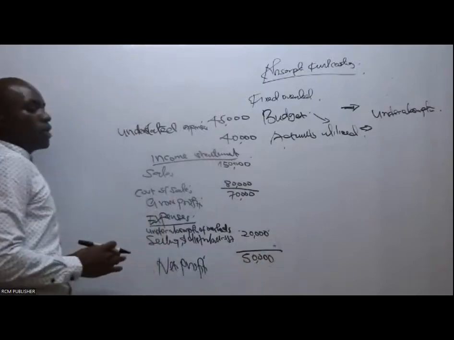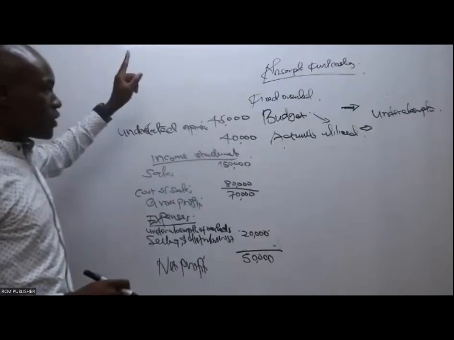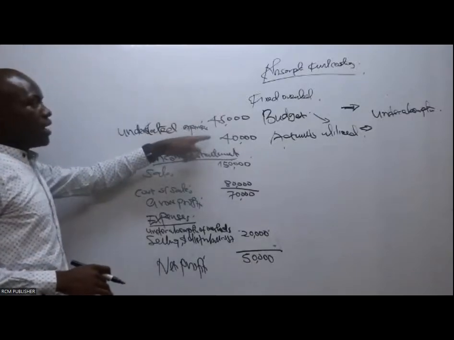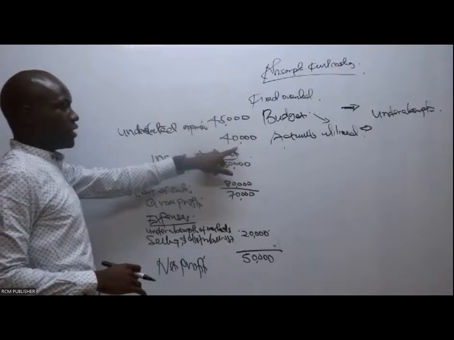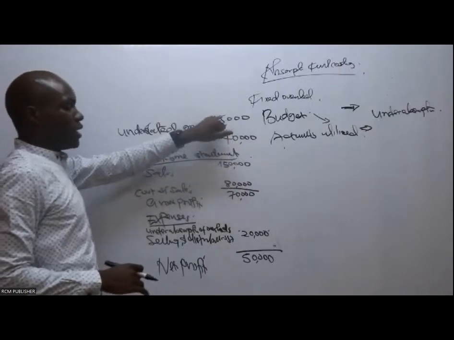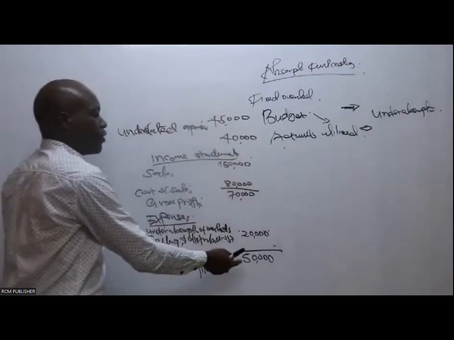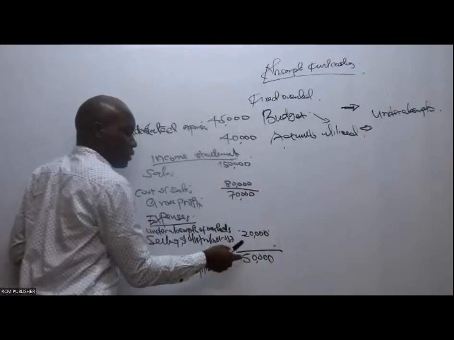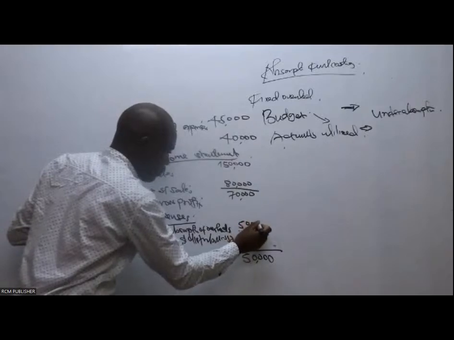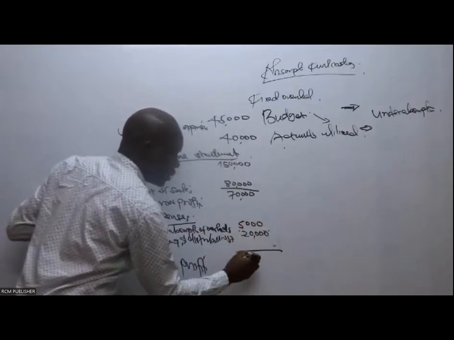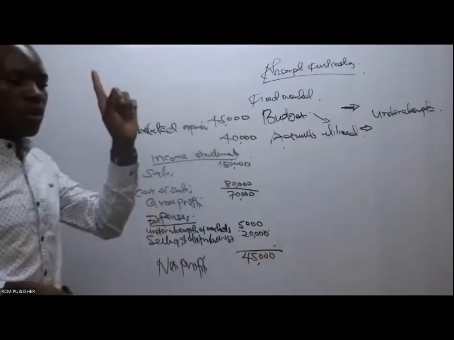So remember, the fixed overhead has been understated. That's why I am having 40,000 as actual overhead expense and the budgeted is 45,000. So the understated amount is 5,000. It means it is exaggerating my profit. To take my profit back to the right place, I must use that 5,000 as an expense here, so that my profit goes to 45,000. That is option one.